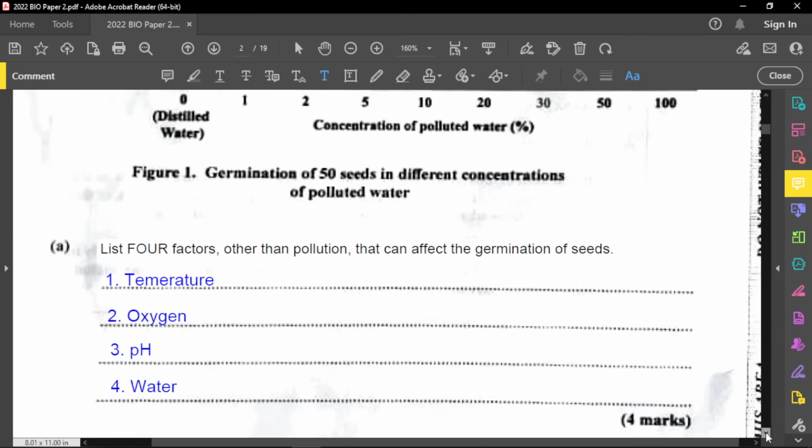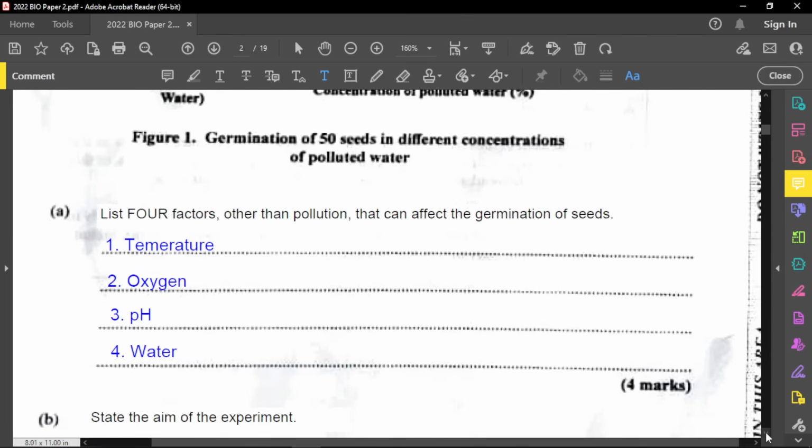And so for part A, it's list 4 factors other than pollution that can affect the germination of seeds. And so we have temperature, oxygen, pH, and water. I want to point out that in terms of temperature, some seeds require lower temperatures, while other seeds may require higher temperatures to germinate. So there's not one temperature that fits all seeds, all right?